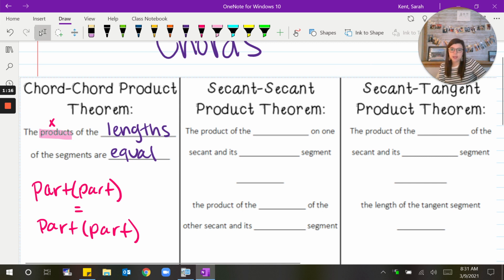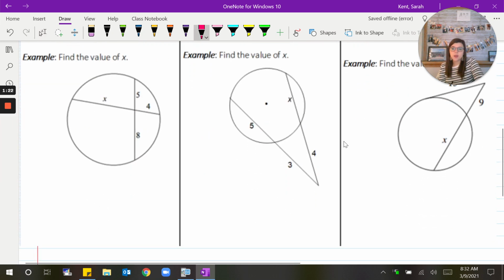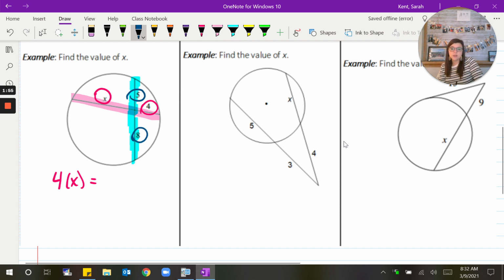So let's look at an example with this. So here you can see we have two chords. Remember, with a chord, it's all inside the circle. Nothing goes outside. So what we want is we want to take one chord, so we'll start with this pink chord, and we want part times part. So I want 4 times x. And that's going to be equal to our other chord. So here's my other chord, and the two parts of that are 5 and 8. So I want 5 times 8.